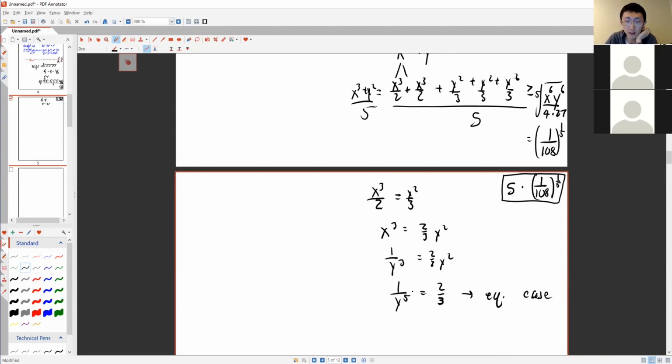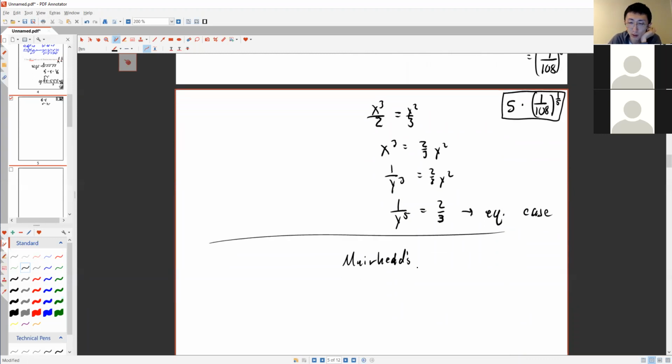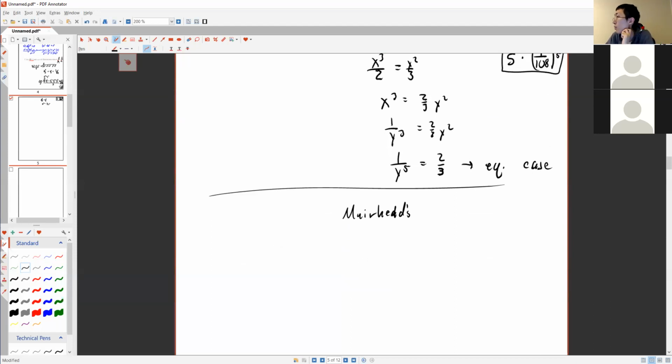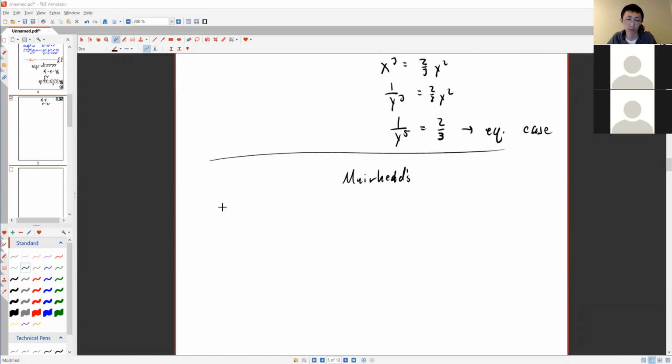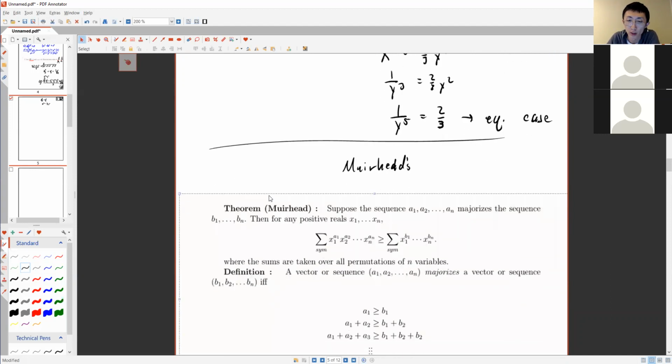Okay, so all of this can be generalized to something that kind of involves, well, yeah. So you can kind of generalize this to Muirhead's inequality. So maybe I should just open up what I typed. So this is kind of generalizing weighted AM-GM when you have multiple variables.